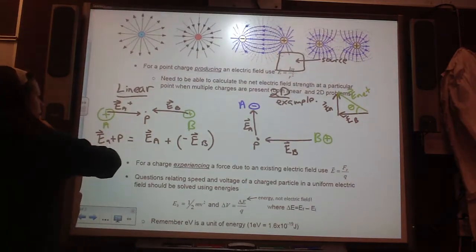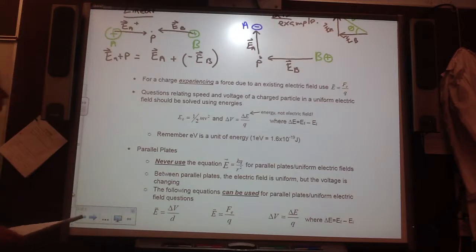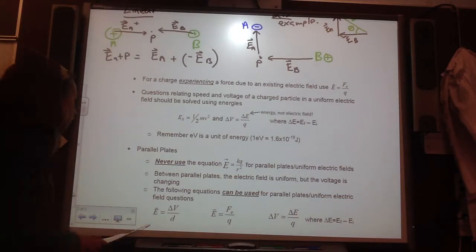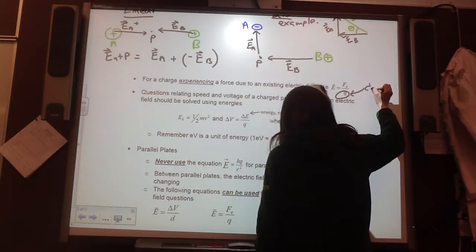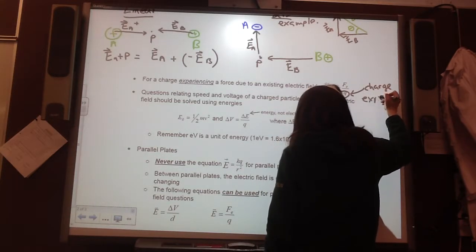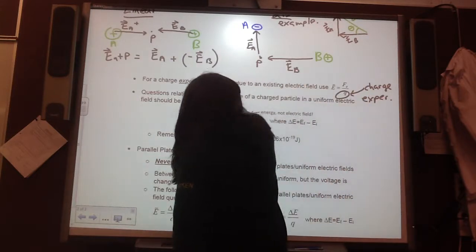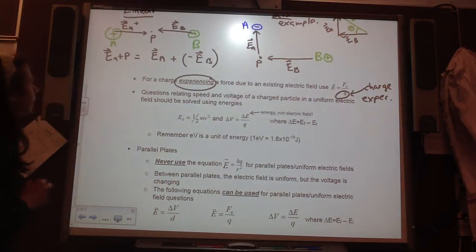For a charge experiencing a force due to an existing electric field, use E is equal to Fe over Q. Remember this Q is the charge experiencing, right? A charge experiencing a force. So keep that in mind.